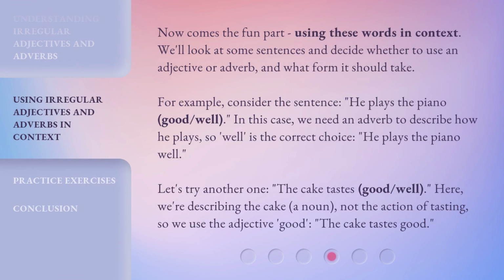Now comes the fun part, using these words in context. We'll look at some sentences and decide whether to use an adjective or adverb, and what form it should take. For example, consider the sentence, "He plays the piano. Good. Well." In this case, we need an adverb to describe how he plays, so well is the correct choice. He plays the piano well.